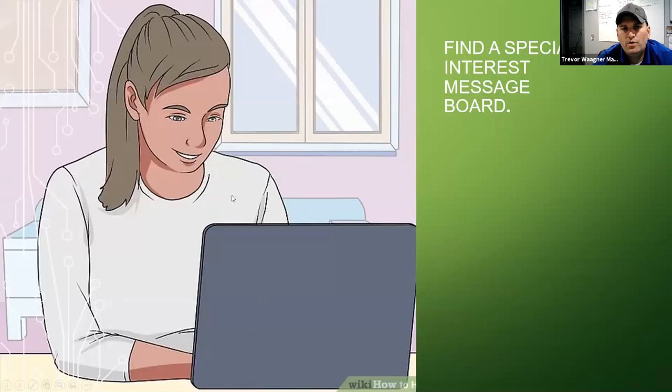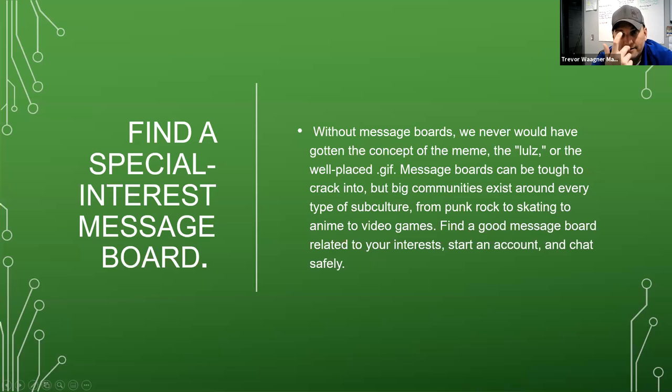Special interest message boards are more like blogs and discussion things that you could do. Message boards are kind of how the internet got started. If you can find a topic that you're interested in, message boards can be hard to get into because they usually have really strict rules on who can be a member and who can post stuff. But if you get involved in one, it's a great way to talk about everything from your favorite kind of music to your favorite kind of hobbies. And if you find a good message board related to your interests, you can create an account, usually as simple as using your email, and you can chat with other people that like talking about the kind of stuff you talk about.